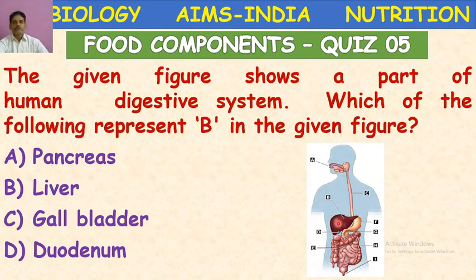So that's why you have to practice the digestive system diagram, children. When you practice the diagram, then you can easily identify the labeled parts. Okay. So here part B is, yes, some of you answered B. Yes, it is correct. B is the right answer. The part B is representing liver.